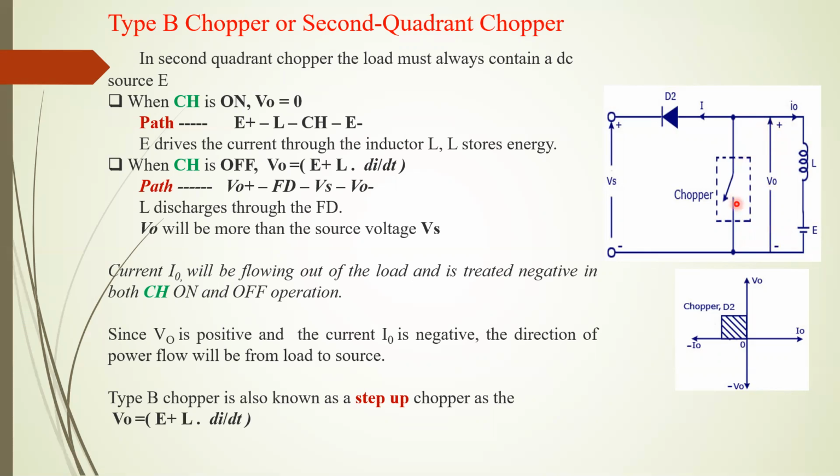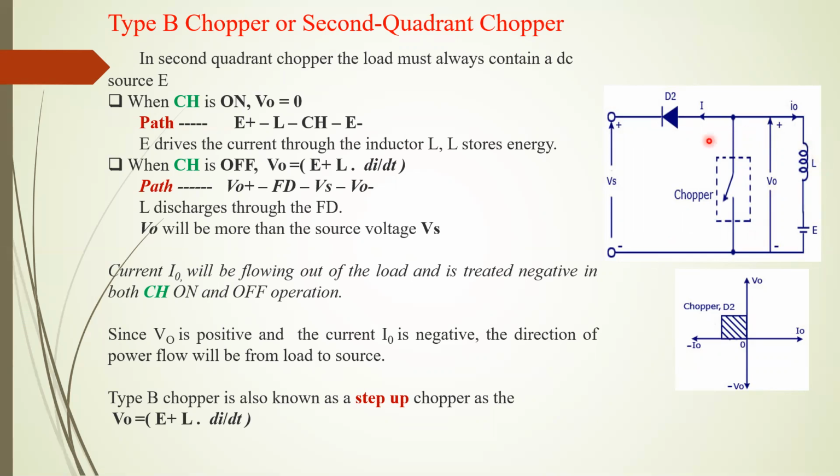This is the path of the load current. Then when the chopper is off, whatever energy is stored in the inductor starts discharging. When it is discharging, the path will be V0 plus to freewheeling diode to Vs to V0 minus. The L discharges through the freewheeling diode.